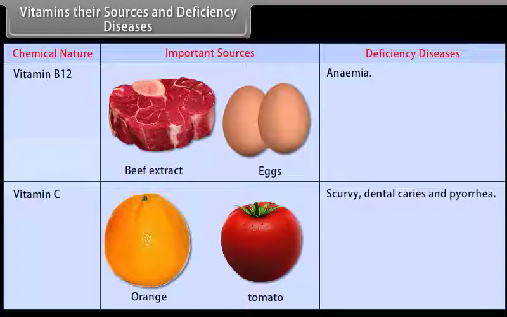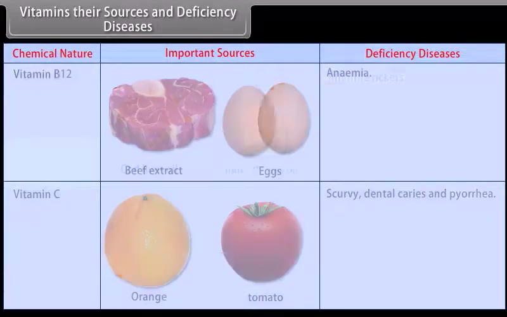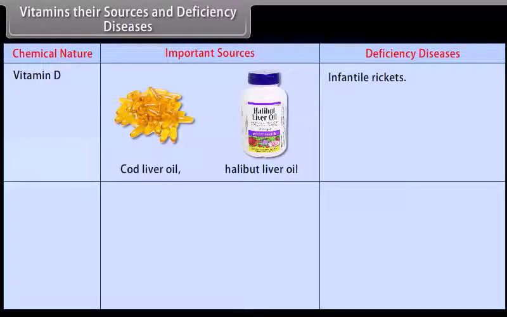Vitamin C is soluble in water. It is destroyed by cooking and exposure to air. It maintains healthy skin and helps in development of body resistance against diseases. Vitamin D is soluble in fats and oils, but insoluble in water. It is stable towards heat and oxidation.